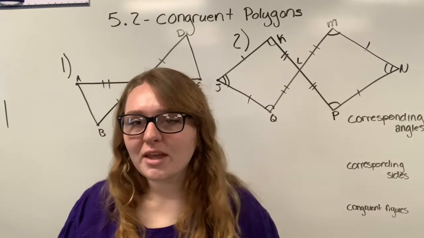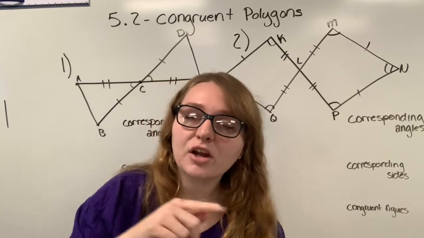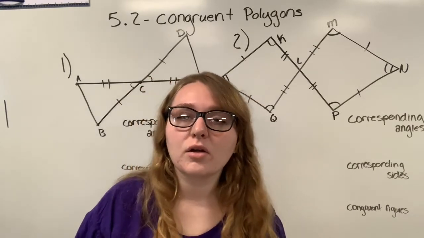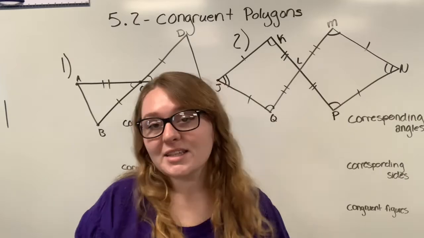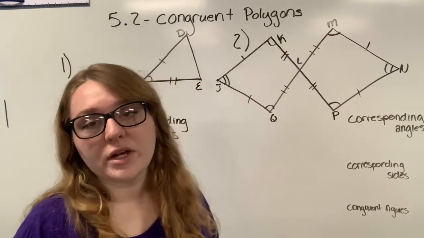Okay, when we talked about that, we found our congruent angles, or we found our congruent figures, and then our corresponding angles and our corresponding sides. So sides that go together after we have done some type of transformation.